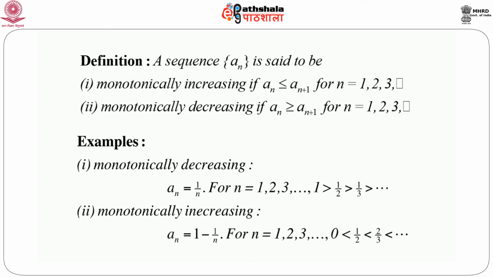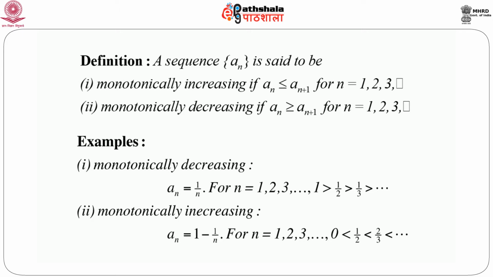As an example, you can immediately see the standard and very natural example of a sequence a_n equals 1 by n. If we put n equals 1, we get a_1 equals 1. If we put n equals 2, we get a_2 equals half. If we put n equals 3, we get a_3 equals 1/3 and so on. So clearly 1 is greater than half, which is greater than 1/3 and so on. That means a_1 is greater than a_2, which is greater than a_3, which is greater than a_4, and so on. So the sequence is monotonically decreasing. In fact, this sequence is strictly monotonically decreasing because each number is greater than the next number.